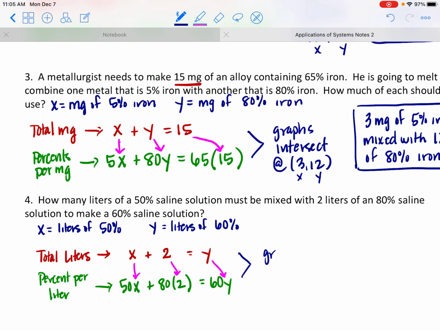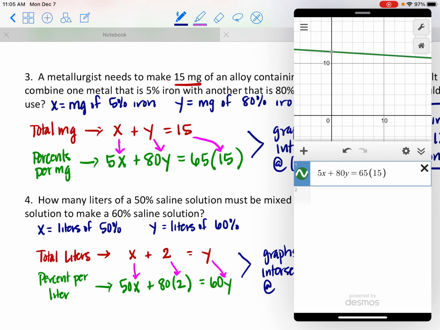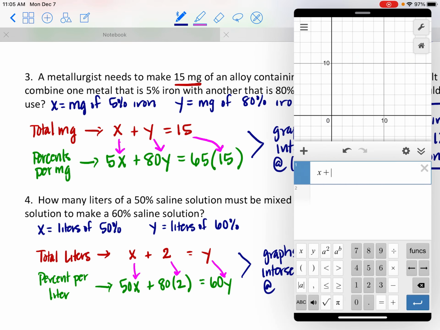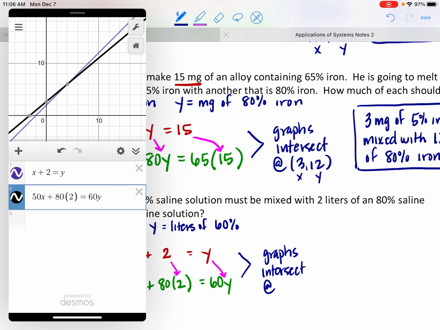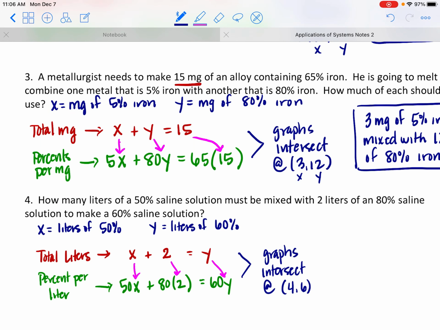Easy part, let's figure out where these graphs intersect so we can find our solution. We've got X plus 2 equals Y, and then 50X plus 80 times 2 equals 60 times Y. And there's our solution at 4 and 6. So 4 and 6, and again this is X and this is Y. So 4 is how many liters of the 50% solution, and Y was the total, right? Just to confirm, 4 liters of the 50% and 2 liters of the 80%, I get 6 liters total.